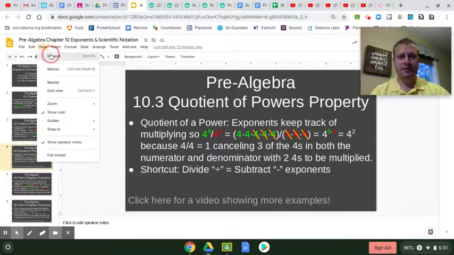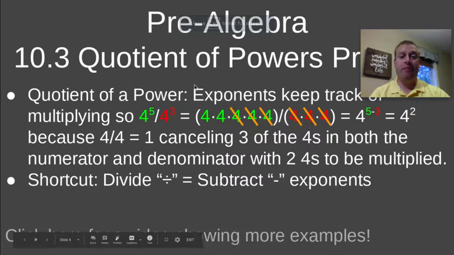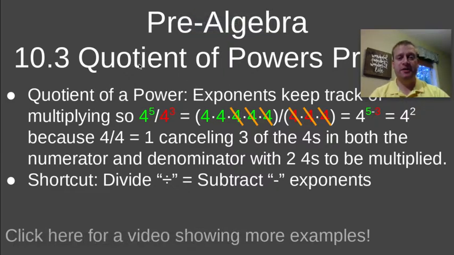So the learning target in this video is what happens when we divide powers with exponents. The fancy word for division is quotient. That's the answer you get when you divide. So once again, exponents keep track of multiplying.